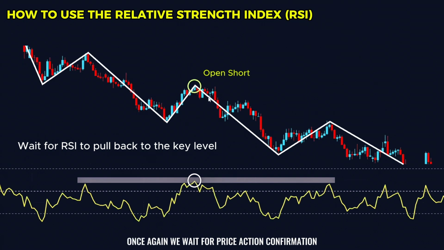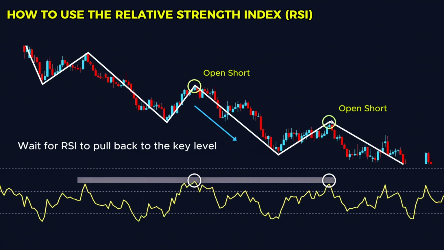Once again, we wait for price action confirmation. We can wait for a bearish candlestick pattern, or we can wait for the price to break below the previous low. Once we get confirmation, we can enter a short position. After that, the price continues moving lower.